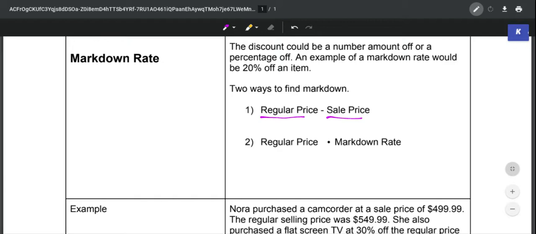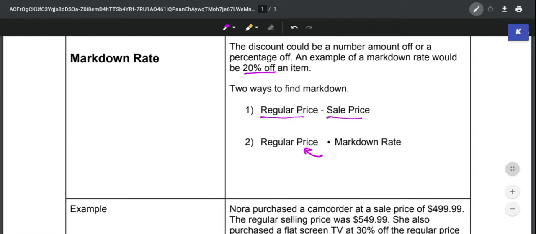For instance, they may say every part of clothing that is a certain brand is 20% off. And so your markdown can either just be that the sale price is different, which is typically what happens. They usually don't just say you're going to get $50 off. Usually it'll just be marked down to a lower price. And then the other way is to take the percentage it gives you, for instance, 20% off, and multiply that rate by the regular price.